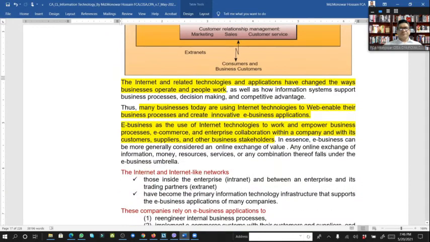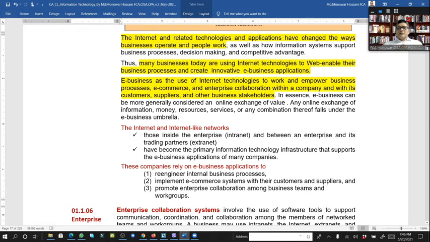E-business can be more generally considered an online exchange of value. That means online exchange of value, giving money, taking products or services. Any online exchange of information, money, resources, services, or any combination thereof falls under the e-business umbrella.